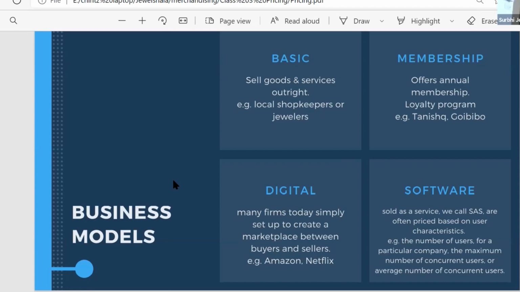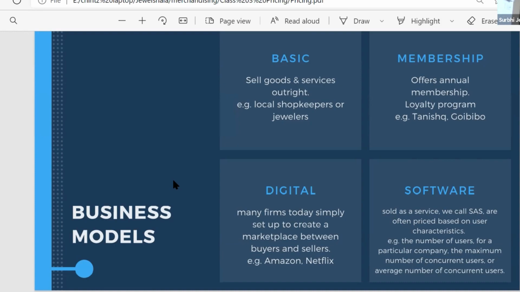Different business models. The first one is the basic model, which we always see with shopkeepers and all. They basically sell goods and services. That's how even jewelers do. We basically sell goods and we provide the service. That is our basic model.